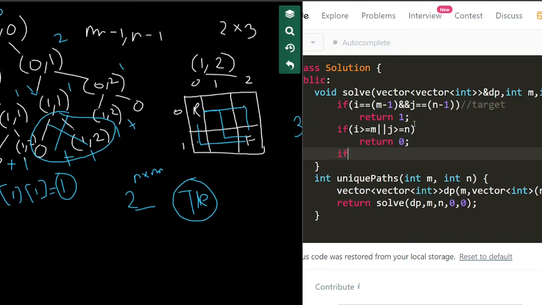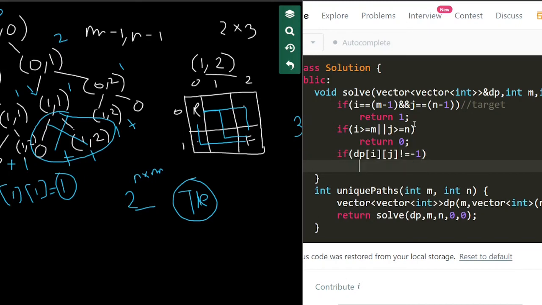Now we're going to check whether dp of i and j is not equal to minus 1, that is, whether this cell is visited or not. If it is visited, then we're going to return whatever is stored in our dp, that is, return dp of i comma j.